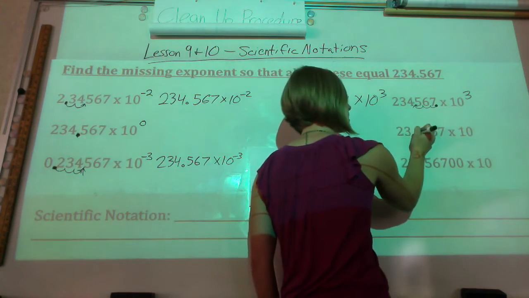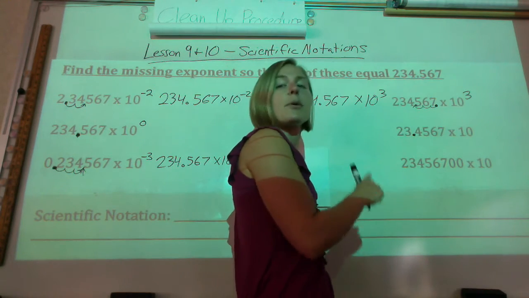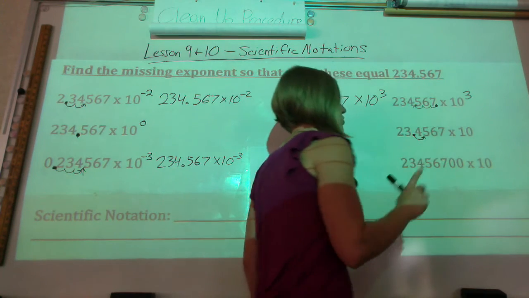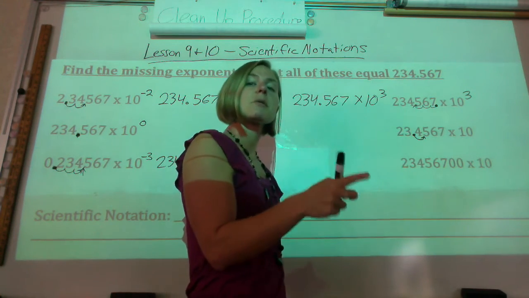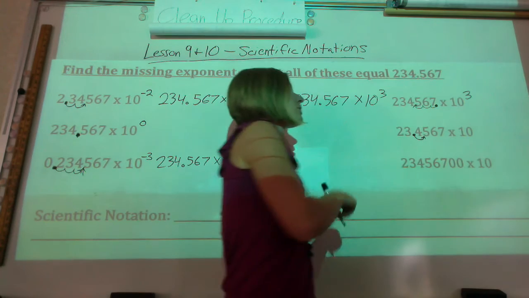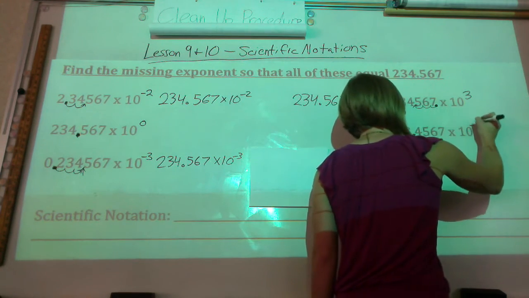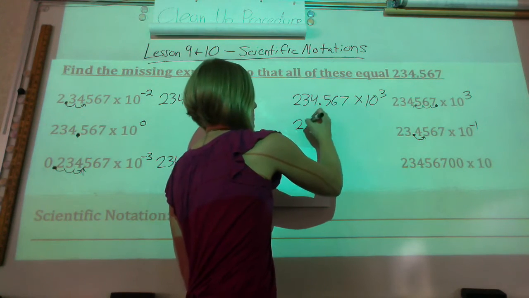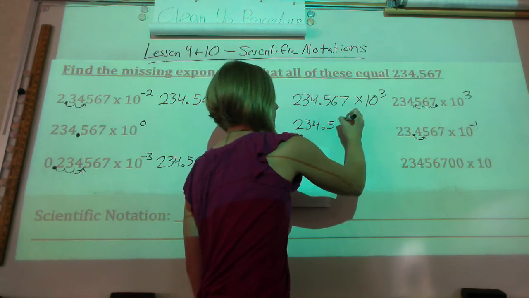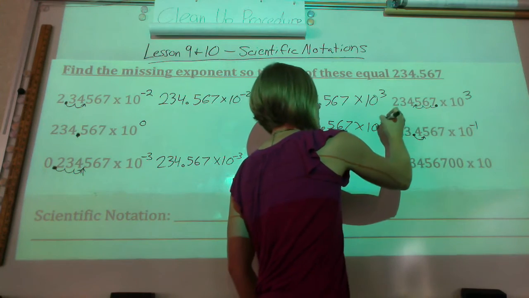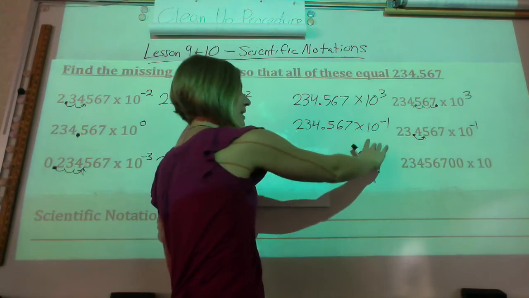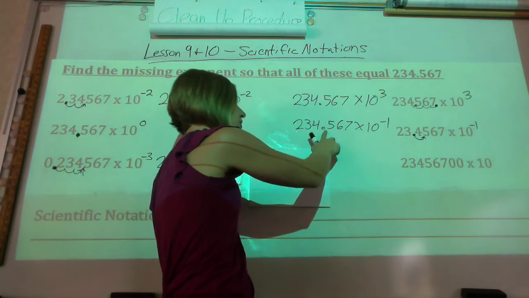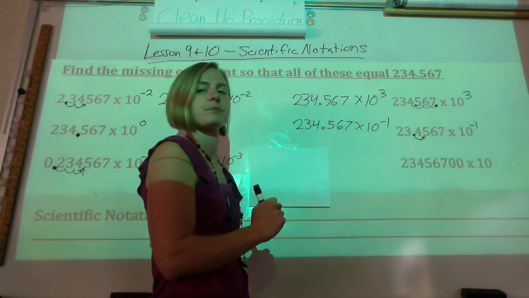We have a decimal place in between the 3 and the 4, but we want it between the 4 and the 5. We need to move it just 1. And we're making this number bigger by 1 decimal place, so we need to make something smaller by 1 decimal place. So this number becomes 234.567 times 10 to a -1. And that times 10 to a -1 is saying this number is not how it appears. It's actually 1 decimal place lower.